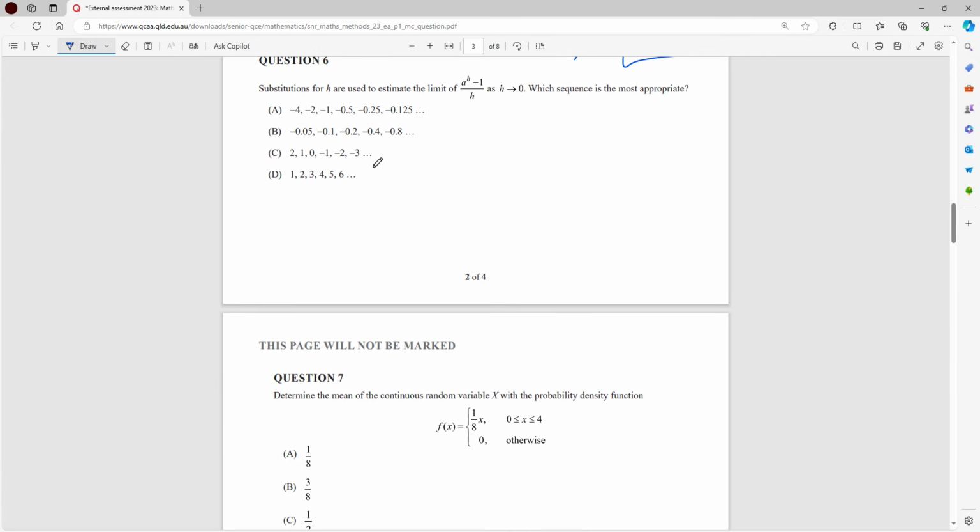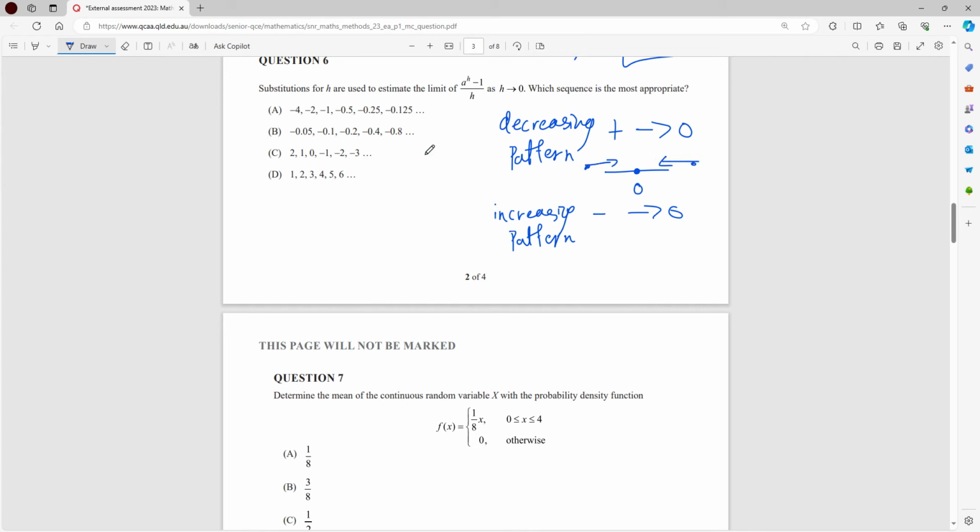Substitutions for h are used to estimate the limit of a to the power of h minus 1 on h as h goes to 0. Which sequence is the most appropriate? Okay, so straight away, if h is going to 0, that means it needs to be a decreasing pattern, going from positive to 0, or an increasing pattern of negative to 0. So think of it on the number line: if this is 0, the decreasing pattern means we're over here and we're going this way, and the increasing pattern means we're over here and we're going this way.